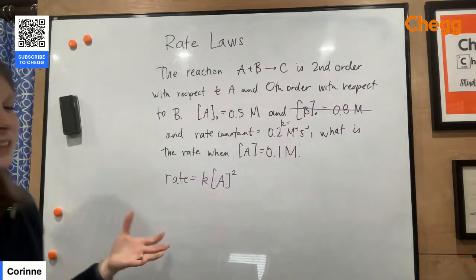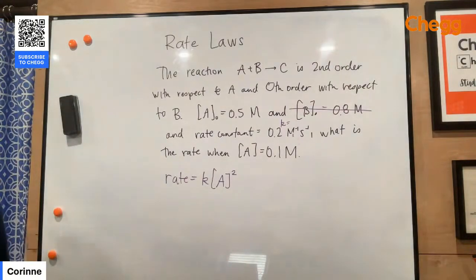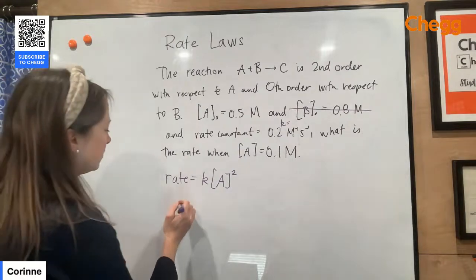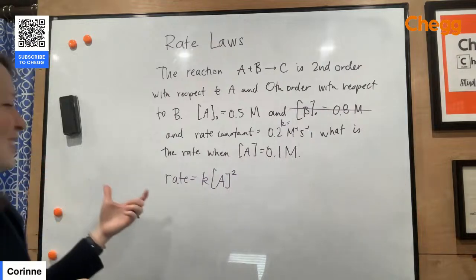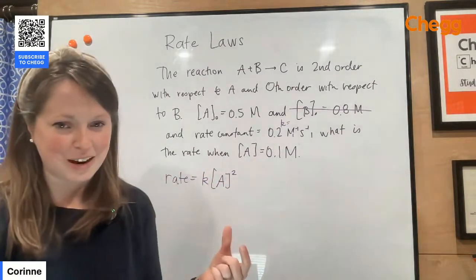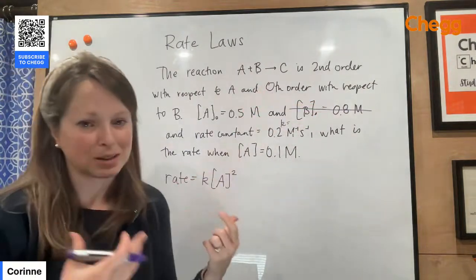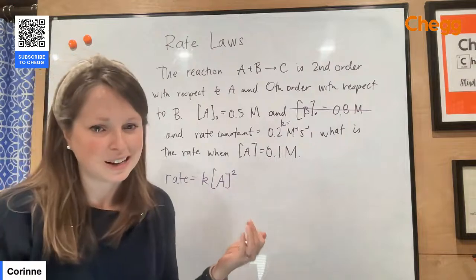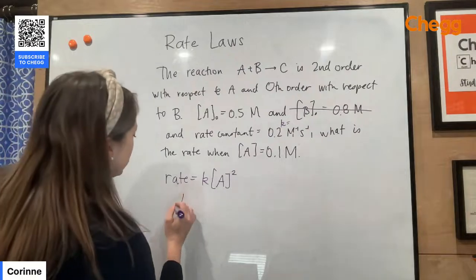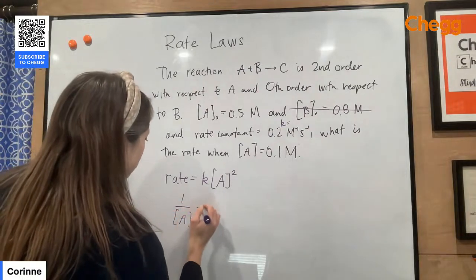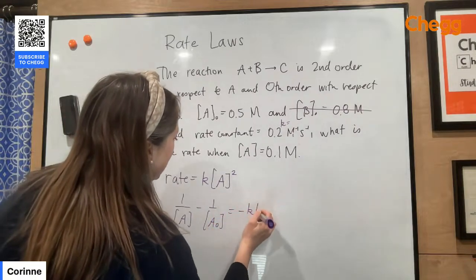So what we need to do is have that rate law expression memorized. This is second order. And what you need to do is add up the overall order of that reaction. In this case, we are second order with respect to A, zeroth order with respect to B. Therefore, our overall rate is going to be second order. So we're just going to remember our expression is 1 over our concentration minus 1 over that initial concentration, A naught, is equal to negative KT.